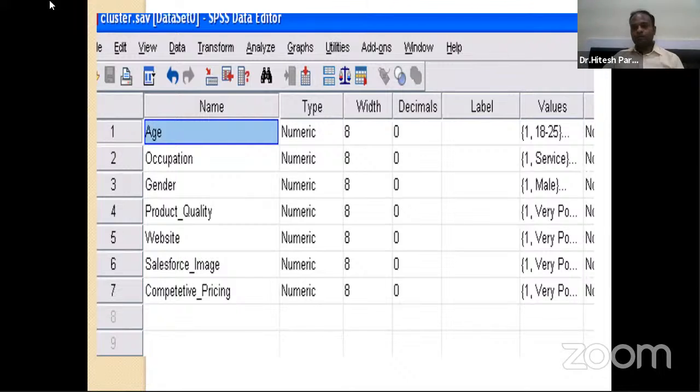So can we start now? If you are ready with your file, everybody, then okay, we can start now.